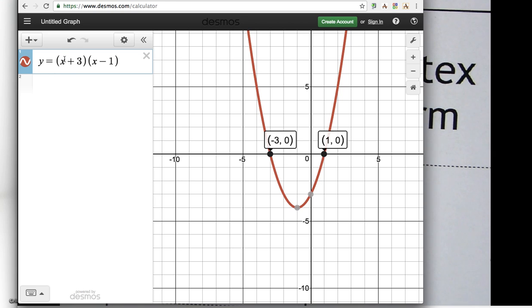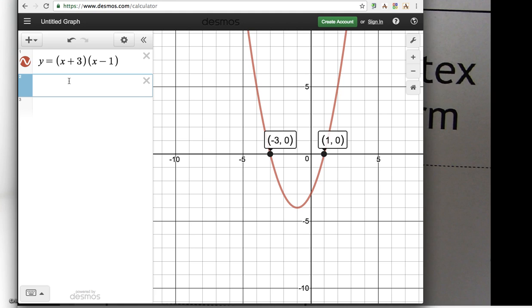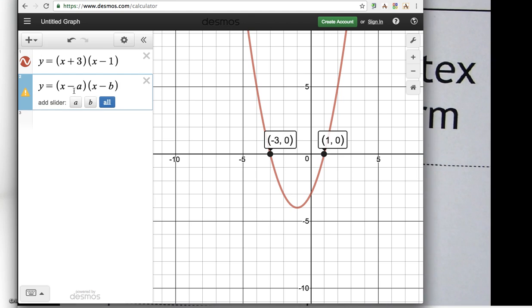Okay, so you can solve each factor for 0. x plus 3 equals 0, and you get negative 3. And then x minus 1 equals 0, and you get an x-intercept of 1. So the formatting there is y equals x minus a and x minus b. A and b would be your intercepts.